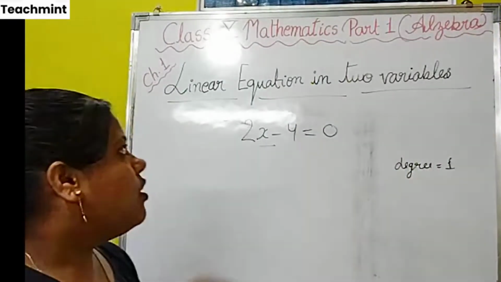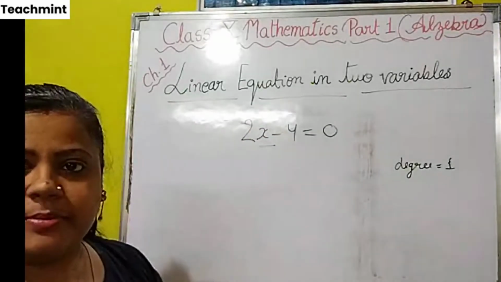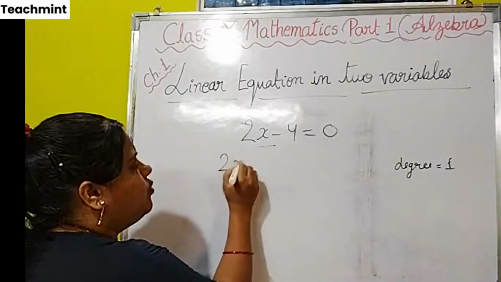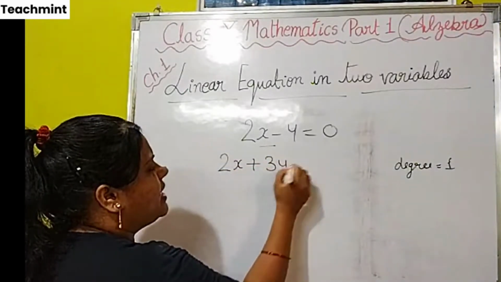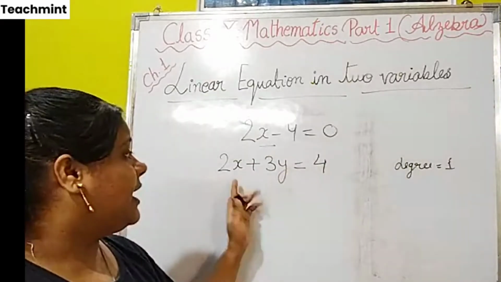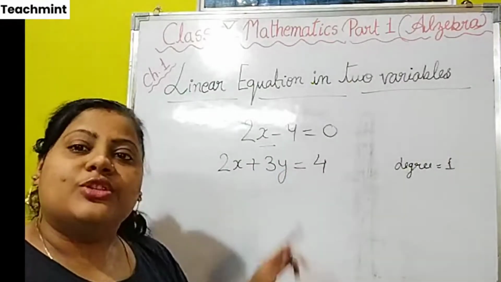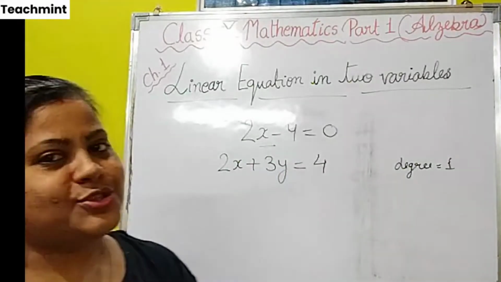Okay. Now, what is a linear equation in 2 variables? Here you can see one variable. If I write 2x plus 3y equals to 4, here I have taken 2 variables, x and y. So this becomes a linear equation in 2 variables.